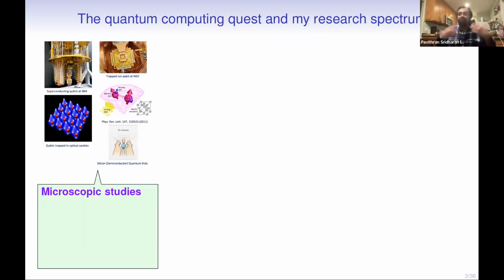Before describing what the research problem is, I just want to put it into perspective of the overarching goal of building a quantum computer to solve a real world problem. This evolution of the field can, in my opinion, be categorized into three aspects. One is you want to build a physical qubit. Here you look at all microscopic effects that happen at the level of quantum systems, study the physics of quantum systems, and see how we can build a two-level system in the interest of building a qubit.